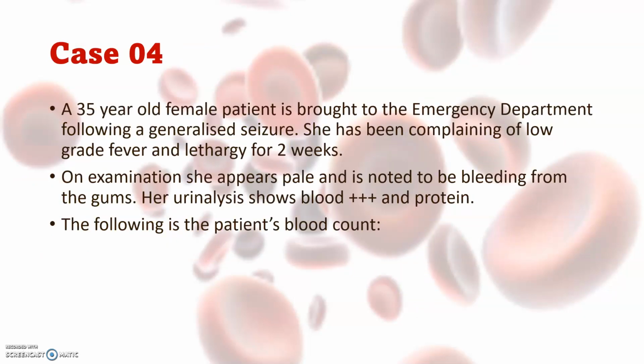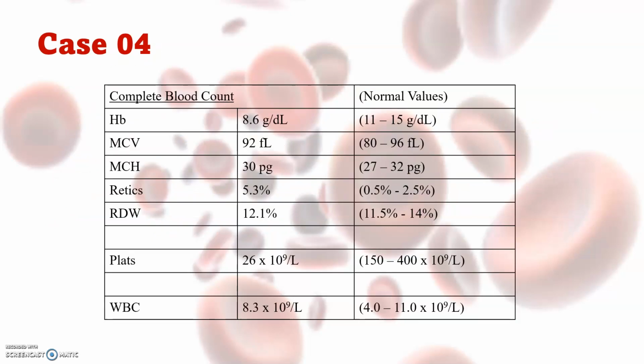Case 4 is a 35-year-old female patient brought to the ED with a generalized seizure. She has been complaining of fever and lethargy for 2 weeks. She's pale, bleeding from the gums, and urinalysis shows blood 3+ and protein in the urine. This is her blood count. Again, you may wish to pause the video and see if you can work out what's going on with this patient.